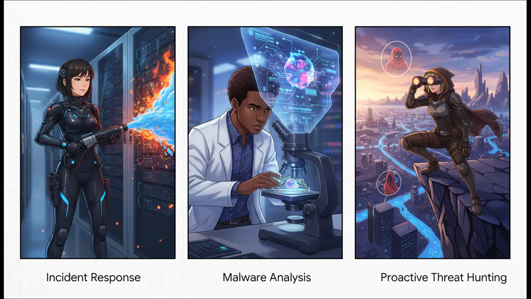So where do we actually see this in action? Well, it's crucial in three main areas. First, incident response. When an attack is happening, this helps teams figure out what's going on and stop the bleeding. Second, malware analysis. It lets researchers really understand how a piece of malware works. And third, proactive threat hunting. It allows security teams to go looking for hidden bad guys on their network before they even launch an attack.